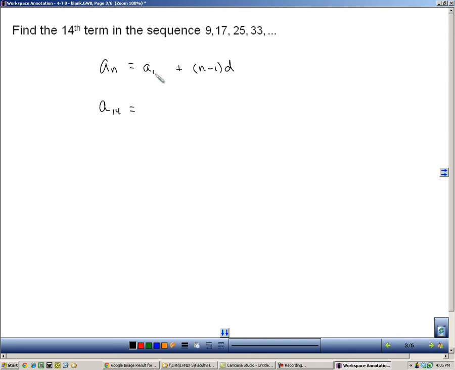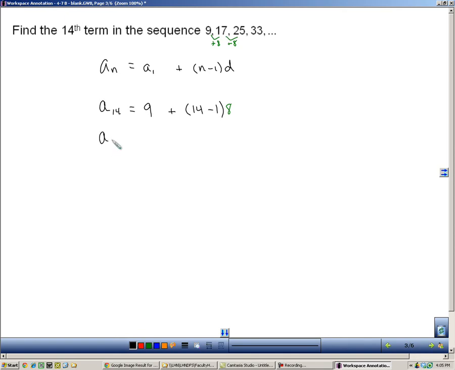That equals a sub 1, which is my first term, so I'm going to put a 9 in there. N is 14 because that's the number of the term that I'm looking for. And then d is the common difference. Well, what is my common difference? To get from 9 to 17, I add 8. Do you add 8 to go from 17 to 25? Yes, you do. So we're going to put an 8 in for the d. So that's how you plug the values into your formula. And now you just do algebra.